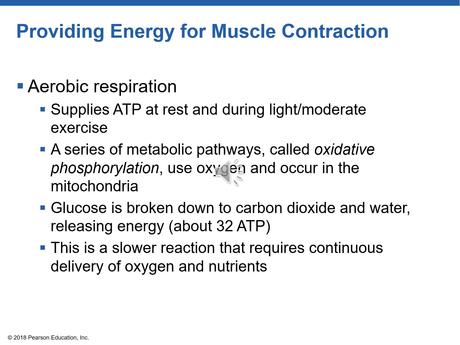It uses a bunch of pathways, and together they're called oxidative phosphorylation. Of course, oxygen has to be present, and this is going to occur inside the mitochondria. Remember, the mitochondria is the powerhouse of the cell, where most ATP that is used is produced. So what happens? Well, glucose gets broken down into carbon dioxide and water, and 32 ATP are produced. I'm going to say approximately 32 ATP because different textbooks differ slightly on that. Also, remember that oxygen needs to be present. This is generally a slower reaction.